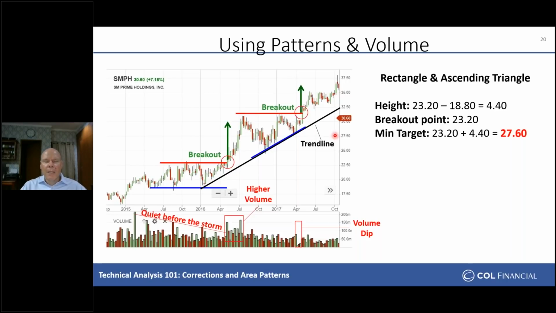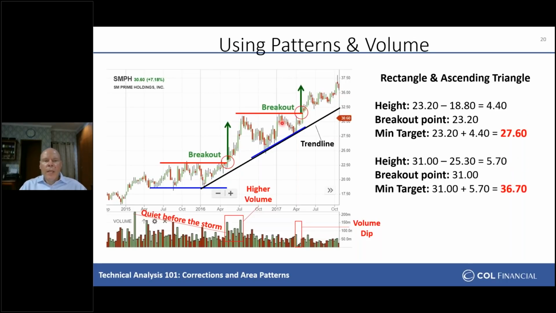Let's look into the second pattern. Here we have an ascending triangle. Let's measure the height. The flat top here was at 31 pesos. The low side of the range was at roughly 25 pesos and 30 cents. So let's get the height: 31 minus 25.30, that's 5 pesos and 70 cents.